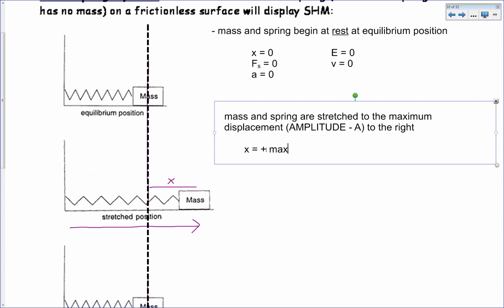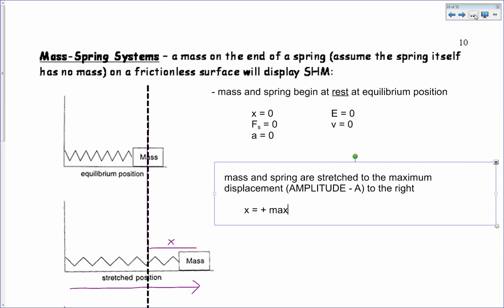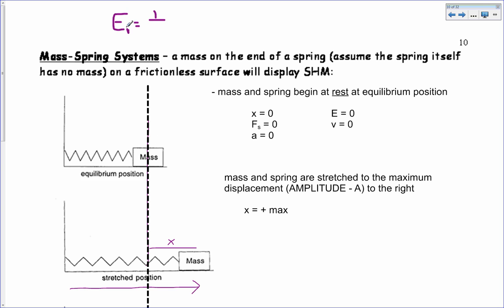Let's remind ourselves of our formulas here. Potential energy is 1/2 kx squared. Kinetic energy is 1/2 mv squared. Spring force or restoring force, Fs, is negative kx. And net force is mass times acceleration.